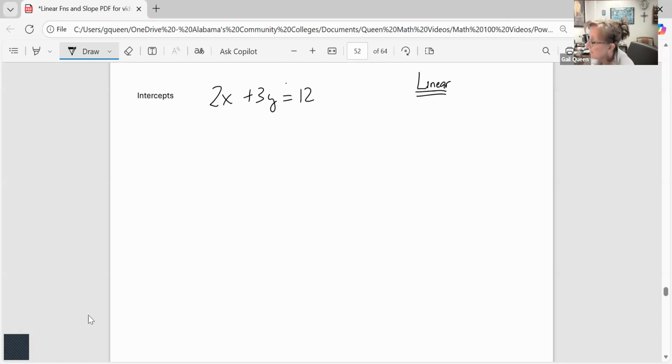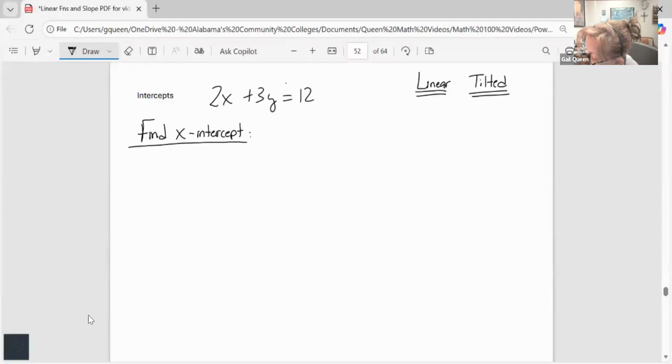If I know it's going to be a line, is this line going to be tilted, horizontal, or vertical? Because it has both an x and a y in the equation, I know it's a tilted line. Now, what I can't tell you from this equation is whether it's tilted uphill or downhill. I can't tell from this format, but I do know it's a tilted line. Okay, so let's say they ask you to find the x-intercept. They want to know where this line will cross the x-axis. To find an x-intercept, all we have to do is let y equal 0 and solve for x.